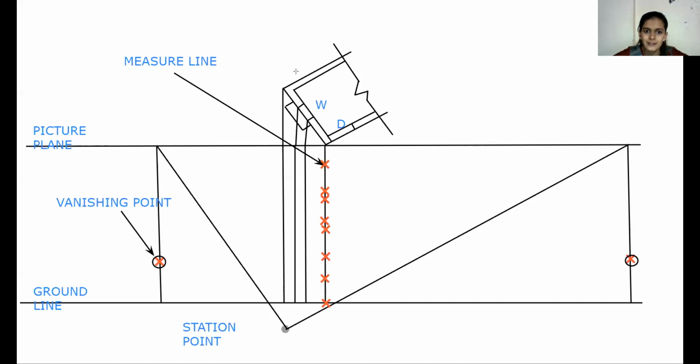If I join these to the left side only, in part 1 I told you that you need to join all these points to both vanishing points, left as well as right. But here I'm going to connect only with the left because I'm drawing only half the perspective view. But in the examination, you need to draw the whole perspective view as mentioned in your question.